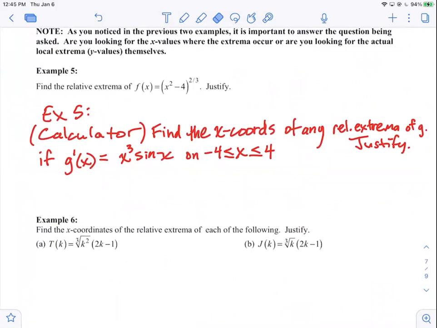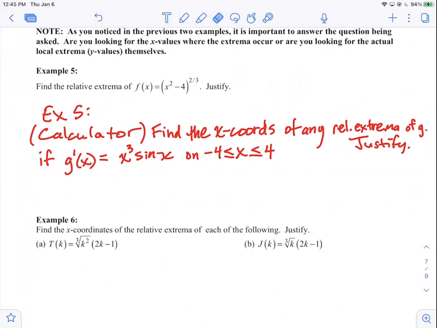Now example 5 with the calculator. And here it is, in my best penmanship. It was always my worst subject, penmanship. If I write in cursive, it's a little better, but my print is horrible, okay? But it's legible, I think, right?